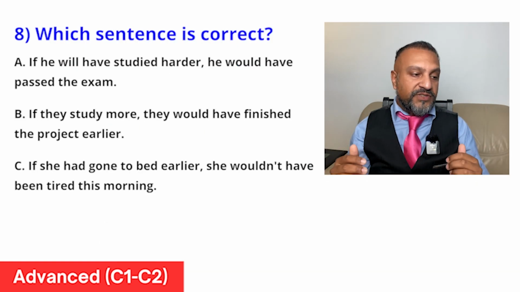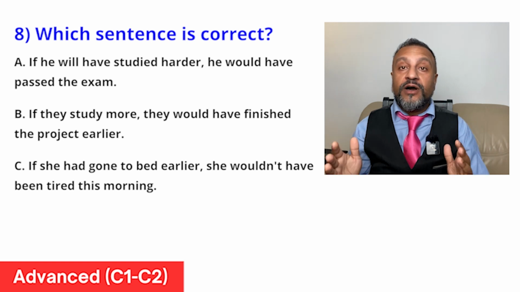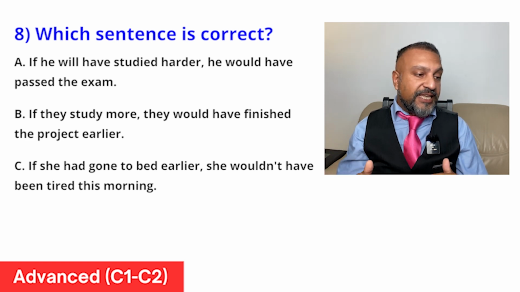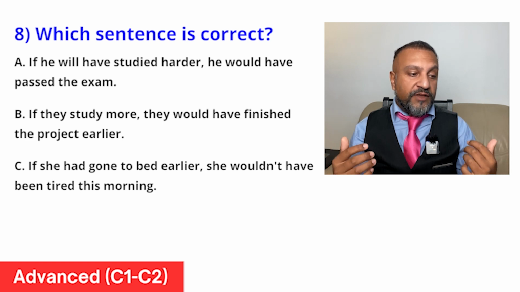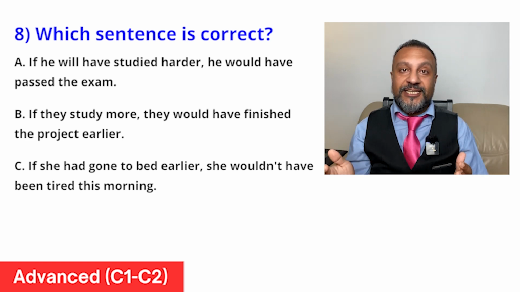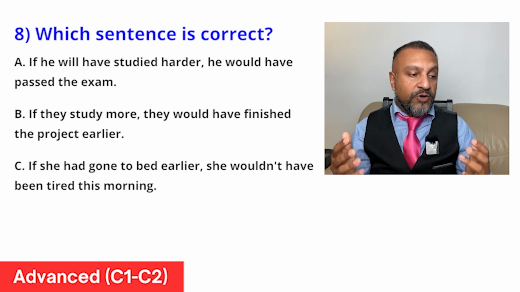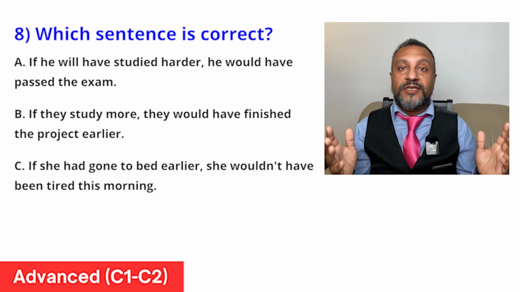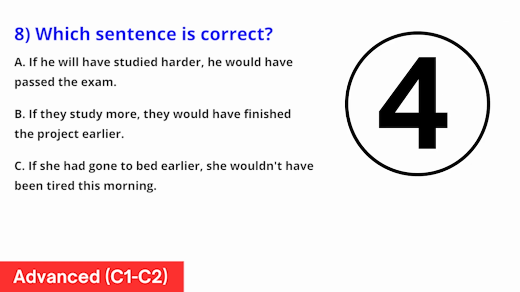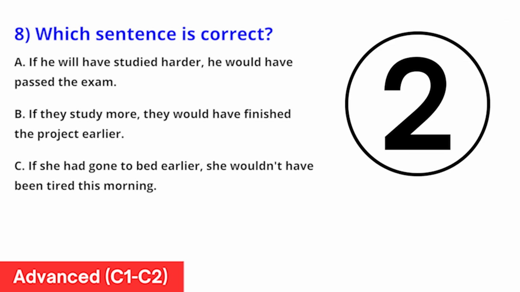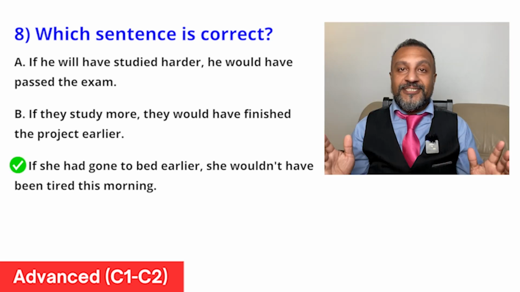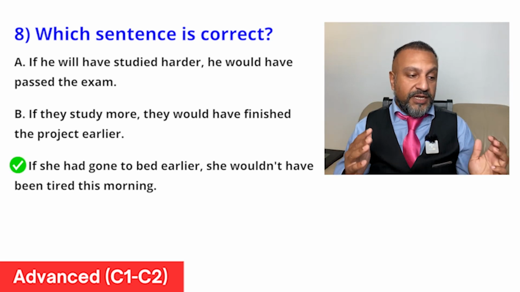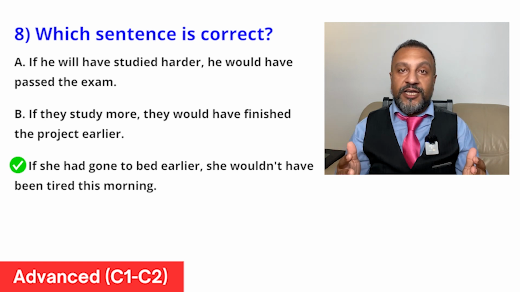If he will have studied harder, he would have passed the exam. If they study more, they would have finished the project earlier. If she had gone to bed earlier, she wouldn't have been tired this morning. The answer is, if she had gone to bed earlier, she wouldn't have been tired this morning. But why? Here we have the third conditional.